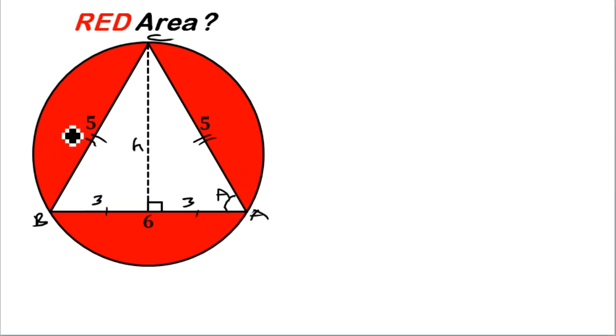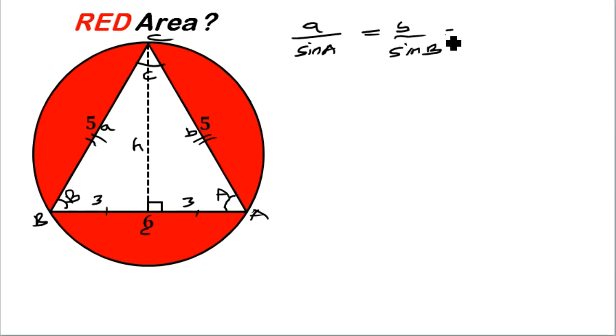If this is angle A, the opposite side is denoted by small a. If this is angle B, the opposite side is small b. If that is angle C, the opposite side is small c. Now, using the sine rule, we have a over sine A equals b over sine B equals c over sine C equals 2R. Now we can use any of these.